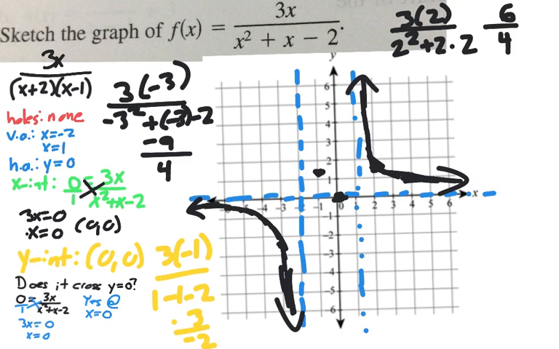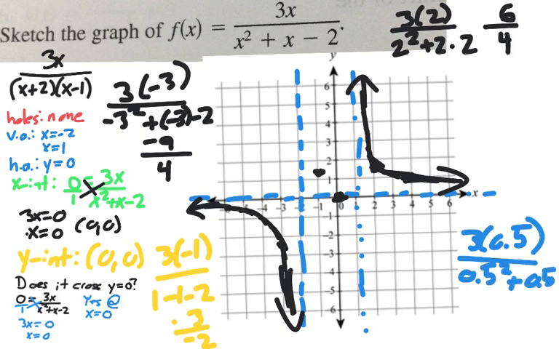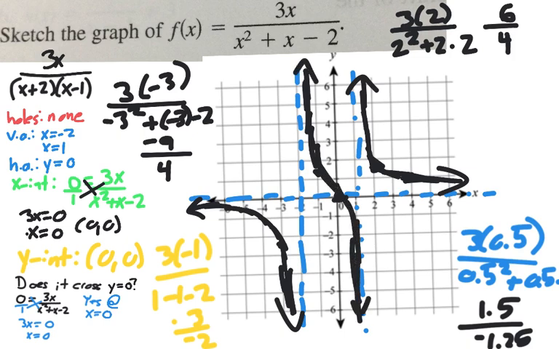I need to plug in positive 1/2 just to confirm. So it's going to be 3 times 1/2 over 1/2 squared plus 1/2 minus 2. And so the top is going to be 1.5 over the bottom, which is negative 1.25. So again, I don't know exactly what this number is. It doesn't really matter. A positive divided by negative is a negative. So I know at 1/2, at 0.5, I'm going to get something that's negative. Something down here, which again is enough to give me the shape of my graph, because I know it has to be negative. It's going to be something in that form.